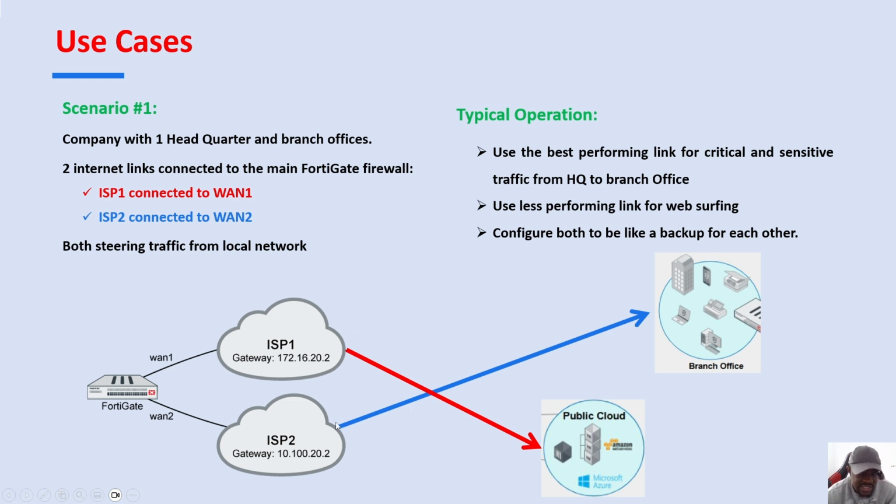You will use this link to exchange sensitive information between headquarters or between offices, so the headquarter and the branch office. Then you will use the less performing link for general web browsing, right? General web browsing. And as I said, each of the links, or the ISPs, is going to work as a backup.